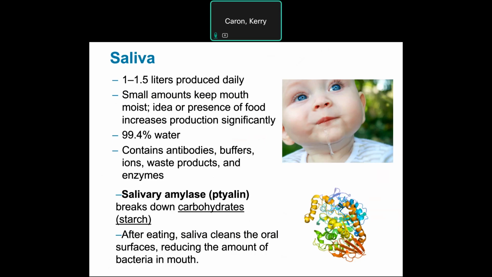Now, I mentioned that digestion of starch happens in the mouth. Ptyalin, or salivary amylase. Anytime you see a word that ends in ASE, that indicates an enzyme. Salivary amylase breaks down carbohydrates or starch. So starch digestion begins in the mouth. After eating, saliva cleans out the oral surfaces, reducing the amount of bacteria in the mouth. So saliva has a really, really important function.